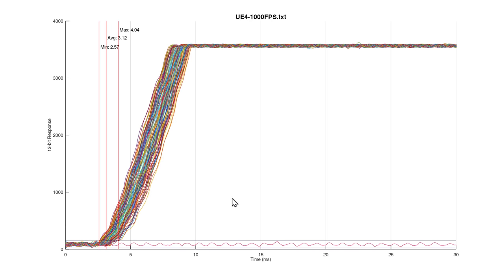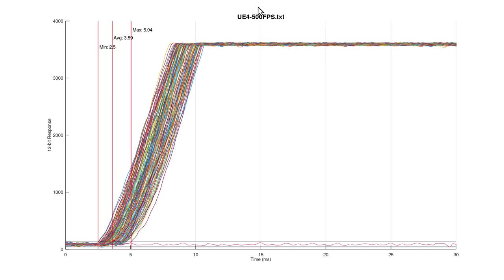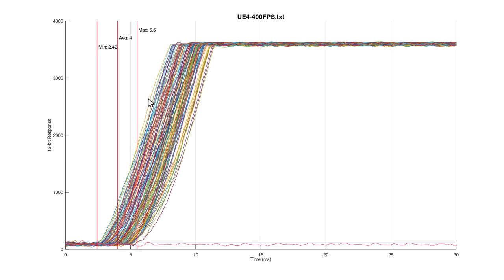But what if I cut the frame rate in half? Here's 500fps, a 2 millisecond render time. The minimum is still roughly the same, but the spread gets wider. This is the expected behavior for VSync off. At 400fps, same thing. Same minimum, but larger spread.